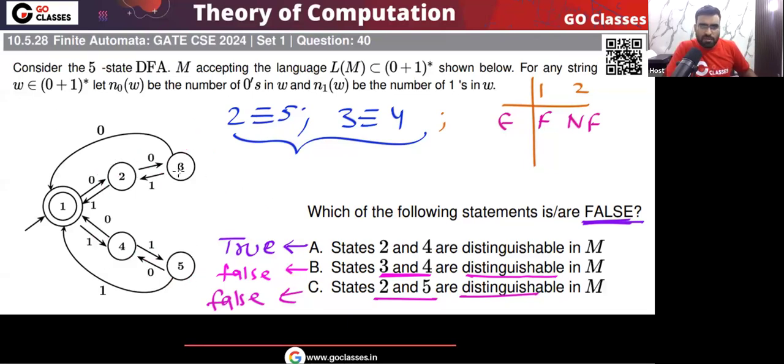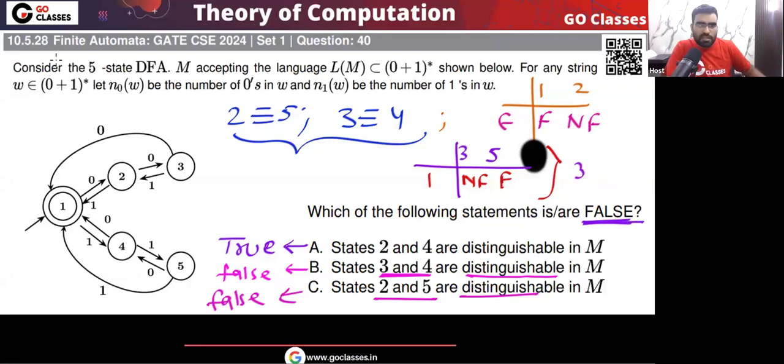You tell me about 3 and 5. Let me know, are 3 and 5 equivalent? They are distinguishable by whom? They are distinguishable by the string 1. State 3 on string 1 will go to a non-final state, and state 5 on string 1 will go to a final state. So I can say that 3 and 5 are actually not equivalent.